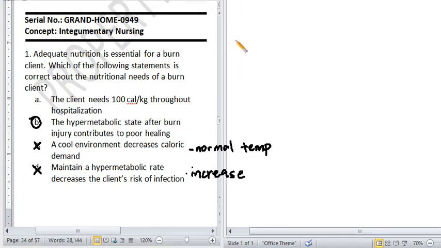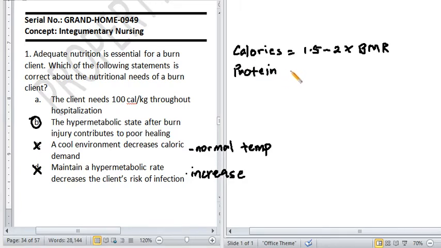In terms of the nutrition of a client post-burn, in terms of the calories, the client needs to have 1.5 to 2 times the basal metabolic rate. And when it comes to protein, the patient needs 1.5 to 2 grams per kilogram of protein. So the answer here is B.